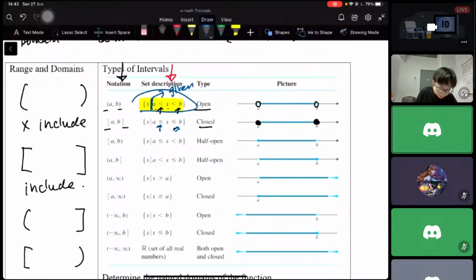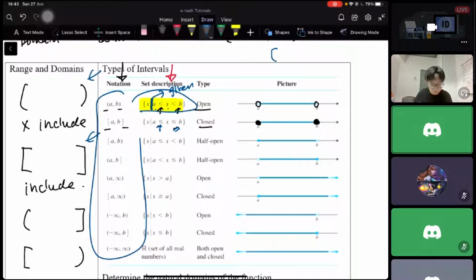When you write this bracket, make sure you write properly. Don't write something like this. Is it a square bracket or a round bracket? Just make sure that you are very, very careful when you write in this kind of notation. And of course, you can write this one. You can of course write this one.